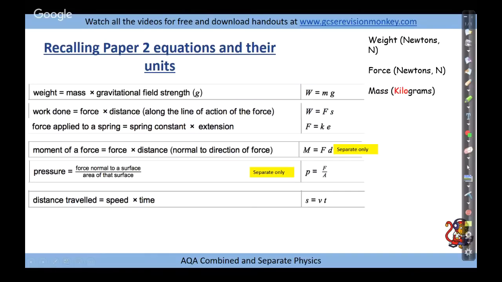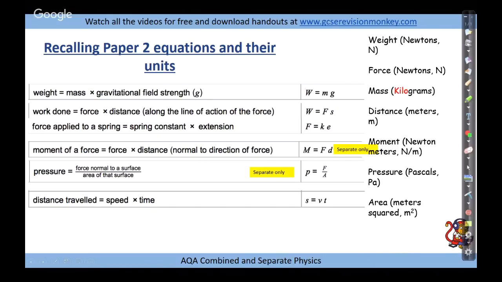Now mass is the odd one out. Out of all of the SI units, mass is the only one that has kilo at the start of it, because a kilogram is the SI unit of mass. But normally, if you see kilo at the start of a unit, you need to convert that into the SI units. You need to get rid of the kilo by timesing by 1,000. Okay, so distance in metres. A moment for those separate scientists is newton metres, N m. Pressure is measured in pascals, and area is measured in metres squared. Okay, of course, speed is measured in metres per second.